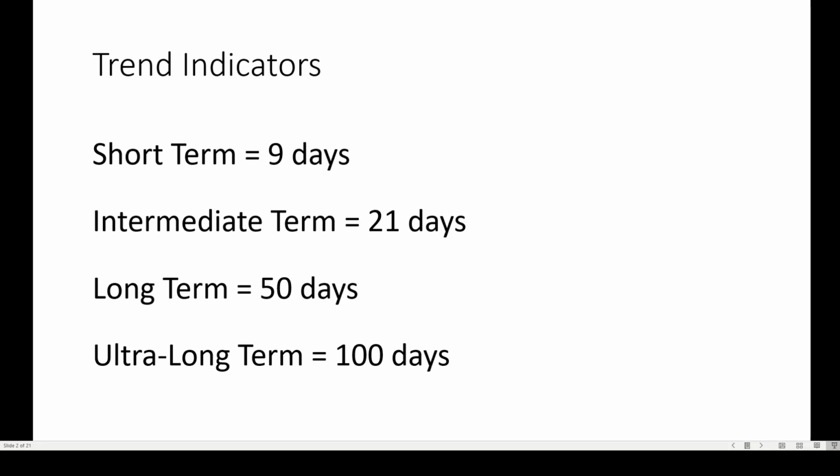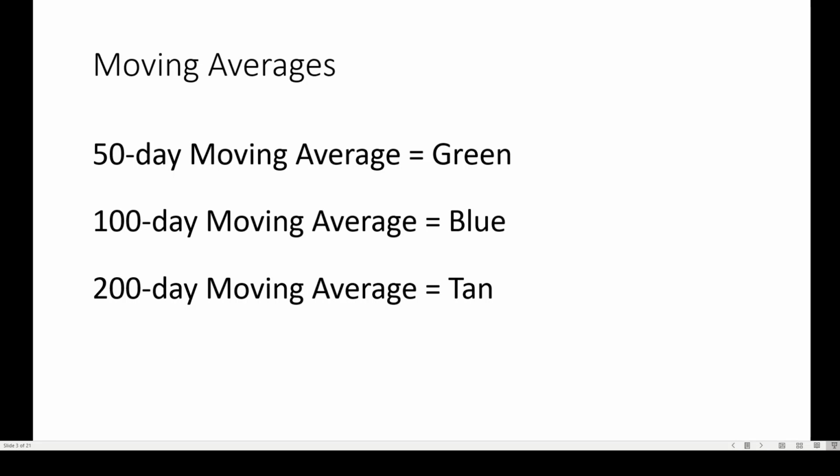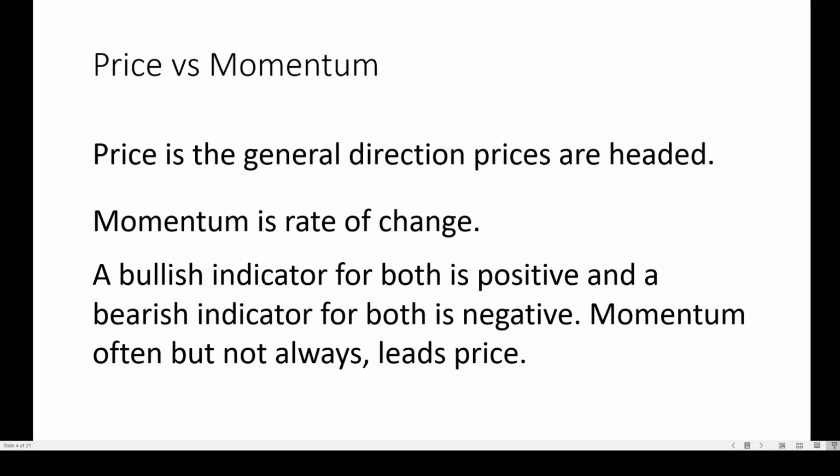We have trend indicators on the short-term 9-day, intermediate-term 21-day, long-term 50-day, and ultra-long-term 100 days. Moving averages on your screen: 50-day is going to be in green, 100-day in blue, 200-day in tan. We're going to look at price versus momentum.